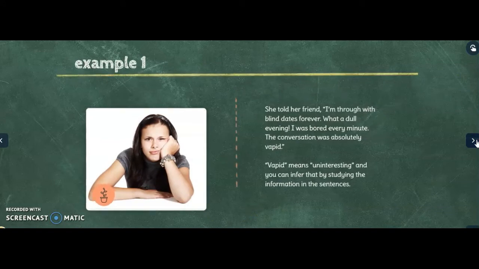Here is an example. She told her friend, "I'm through with blind dates forever. What a dull evening. I was bored every minute. The conversation was absolutely vapid." Vapid means uninteresting, and you can infer that by studying the information in the sentences.